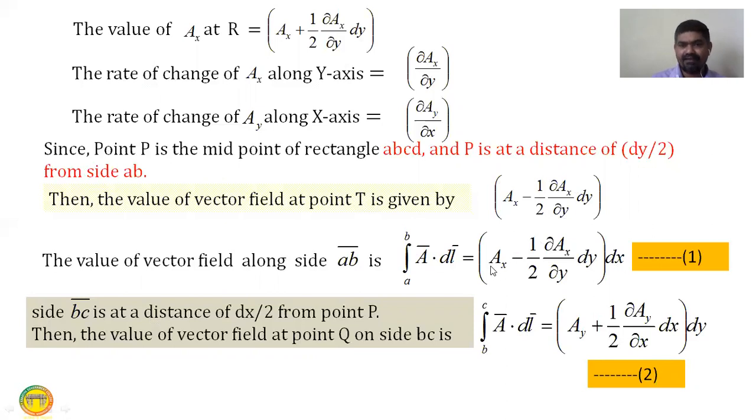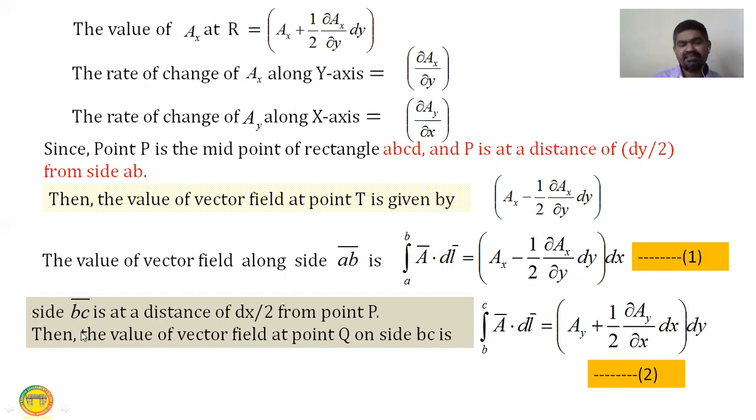Therefore, the value is AX minus 1 by 2 into dou AX by dou y into dy, into how much length? Into dx length. This gives us the line integral value along the side AB. Therefore, the value of the vector field along side AB is AX minus 1 by 2 into dou AX by dou y into dy into dx. Say this is equation 1.